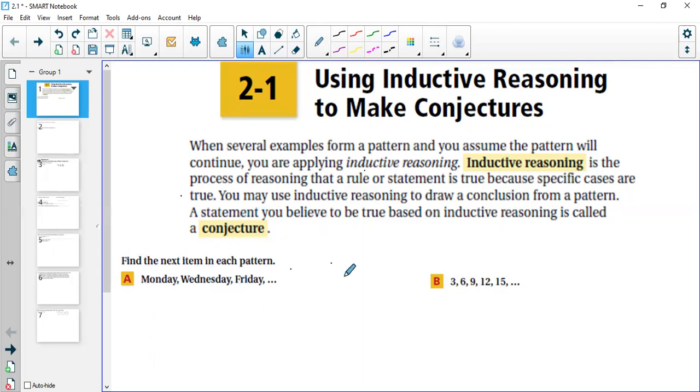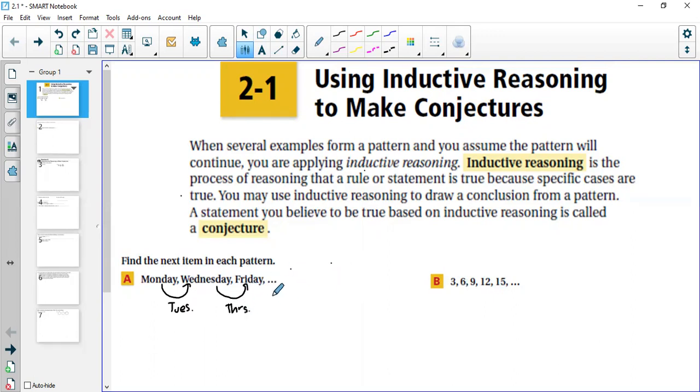To start with, these are two easy examples where we need to find the next item in each pattern. See now, the pattern starts with Monday and then it jumps to Wednesday. So there is something missing here. What's missing in between Monday and Wednesday? Tuesday is missing. So they're skipping a day of the week and then giving you the next day, right? So here we have Wednesday. What day will they skip? They will skip Thursday and then they will give you Friday.